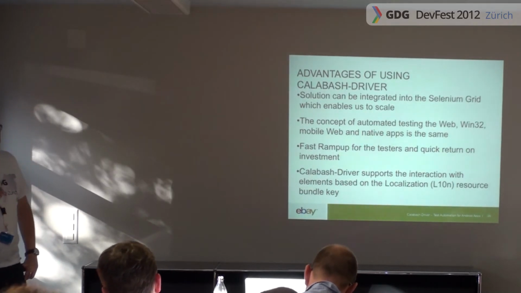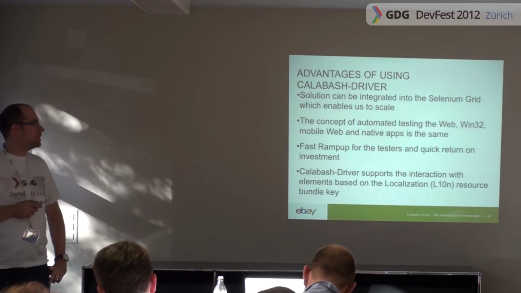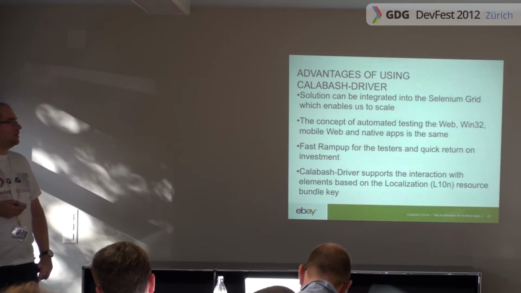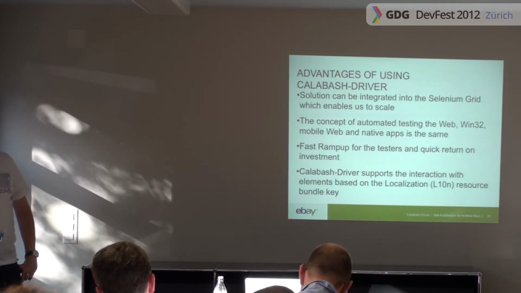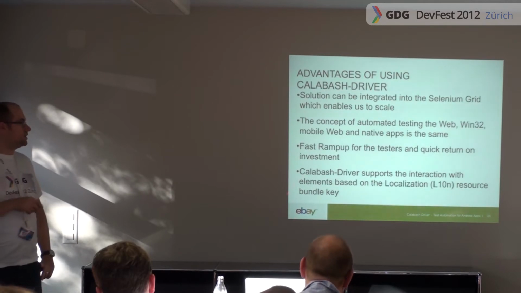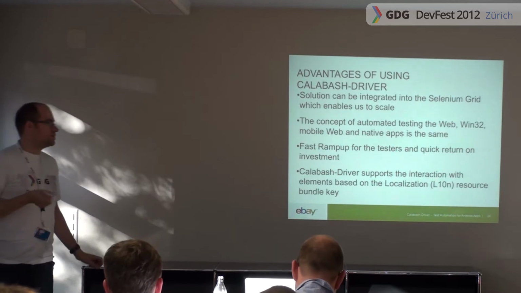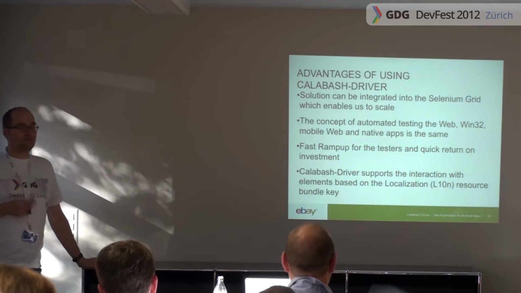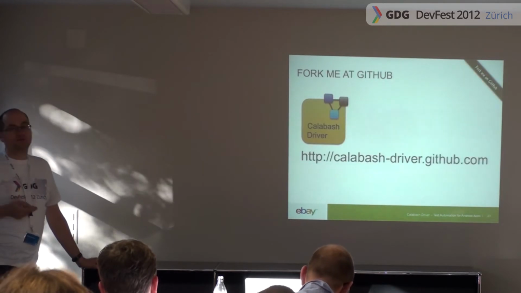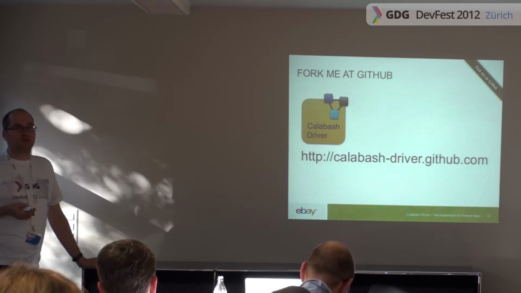And the big advantage is that the concepts for testing the web, Win32 applications, the mobile web, and the native apps are in the end the same, and it enables our testers to ramp up quickly for different technologies. And as I've shown you, calabash-driver also supports the interaction based on this localization resource bundle keys, and it's open source, so not everything is perfect.